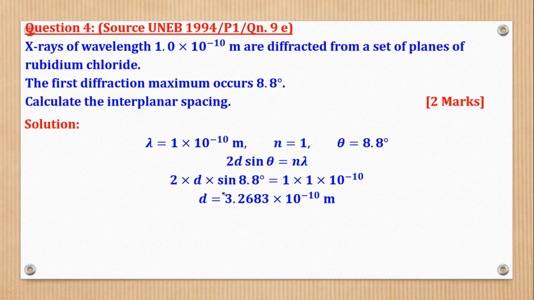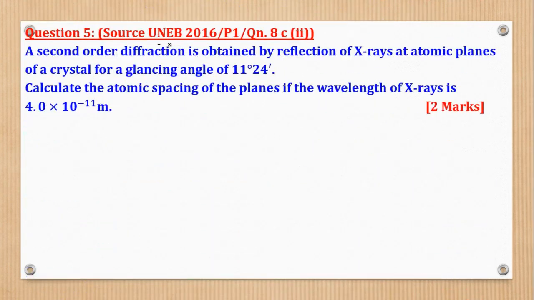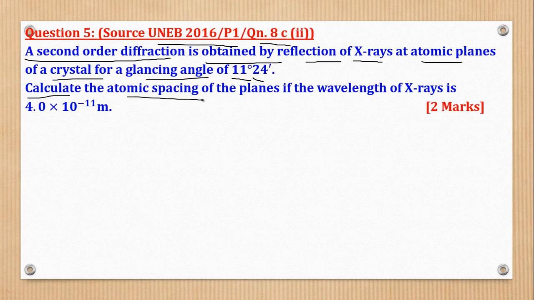And that's what they wanted. Then question 5 came from UNEB 2016, paper 1, question 8C Roman 2, and it says a second order diffraction is obtained by reflection of X-rays at atomic planes of a crystal for a glancing angle of 11 degrees 24 prime. So this means prime. We shall see what it means. Calculate the atomic spacing of the planes if the wavelength of X-rays is this.